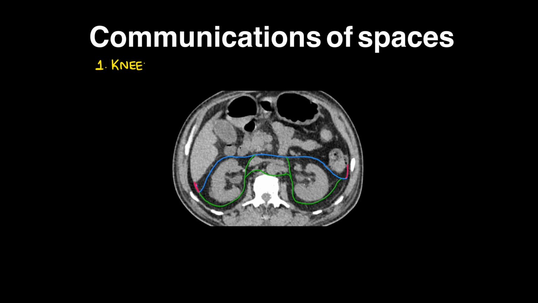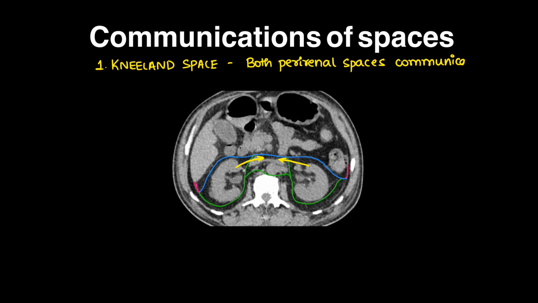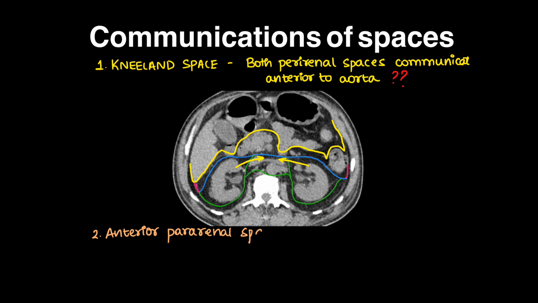Lastly, we see the communication of these spaces with each other. First one is the perirenal space. It is said that both perirenal spaces, the right and left one, communicate with each other anterior to aorta. But it's still in doubt. Next, anterior pararenal space. It is continuous across the midline. See, here it is continuous across the midline, we can see.